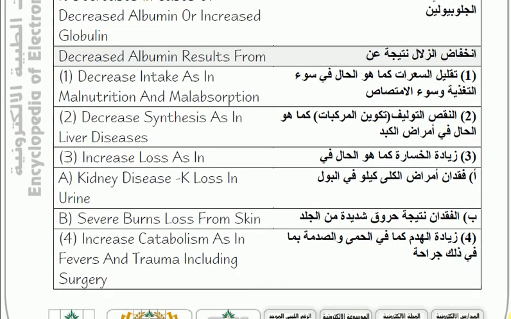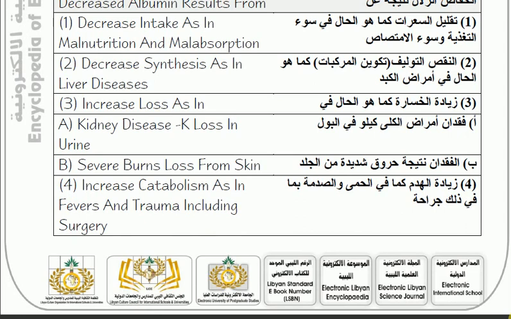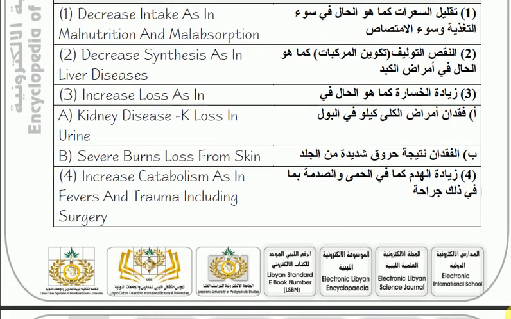Decreased albumin results from: 1. Decreased intake, as in malnutrition and malabsorption. 2. Decreased synthesis, as in liver diseases. 3. Increased loss, as in A. Kidney disease, loss in urine. B. Severe burns, loss from skin. 4. Increased catabolism, as in fevers and trauma including surgery.